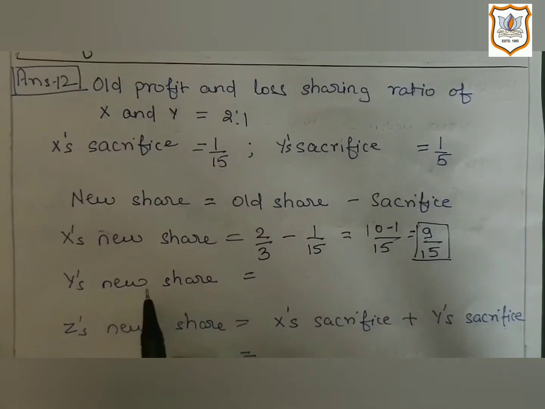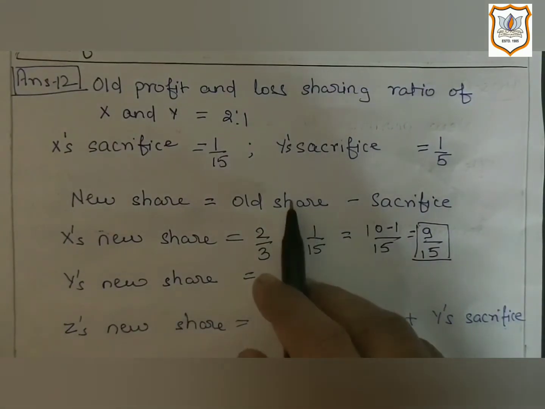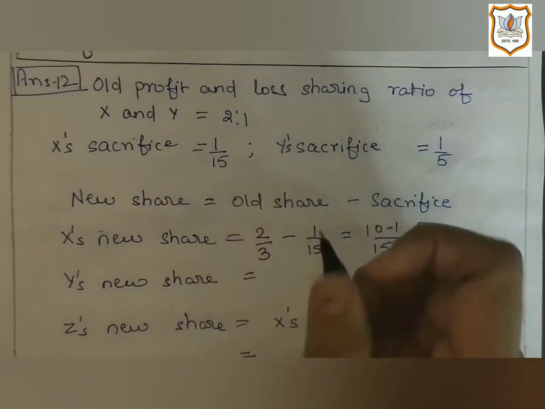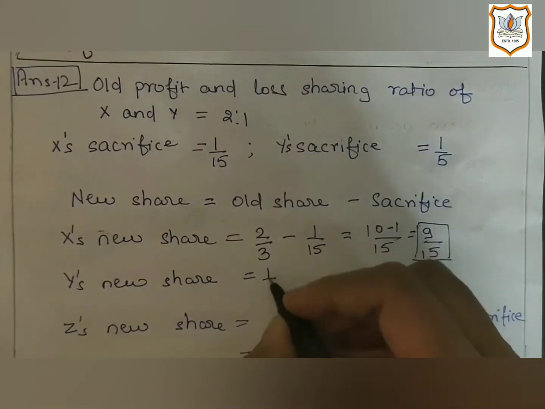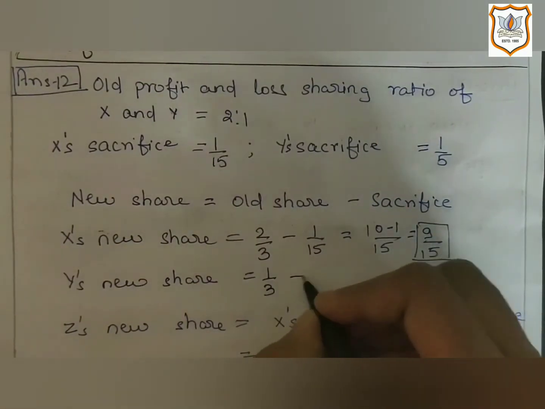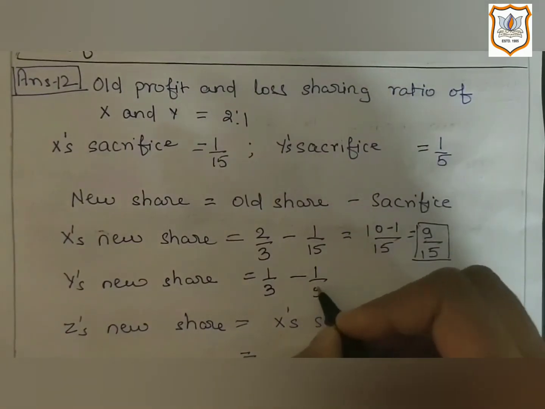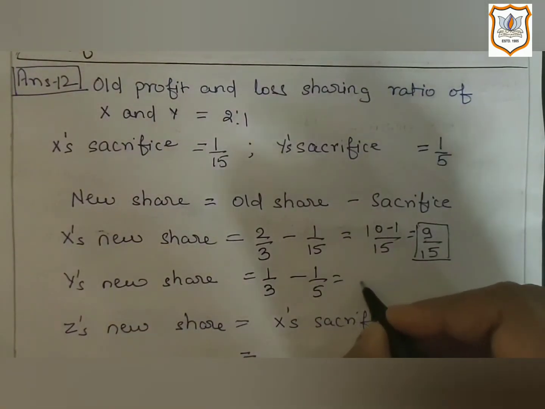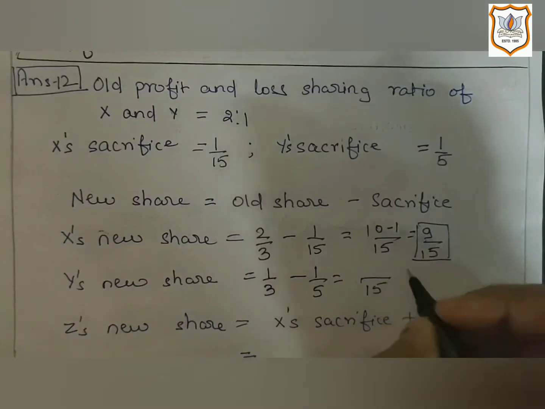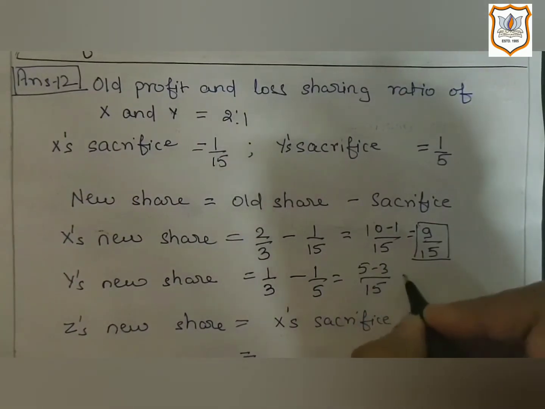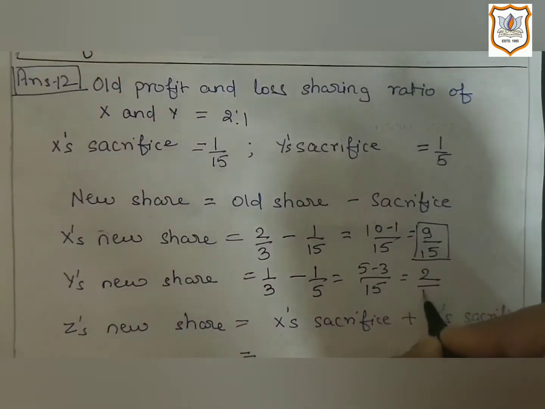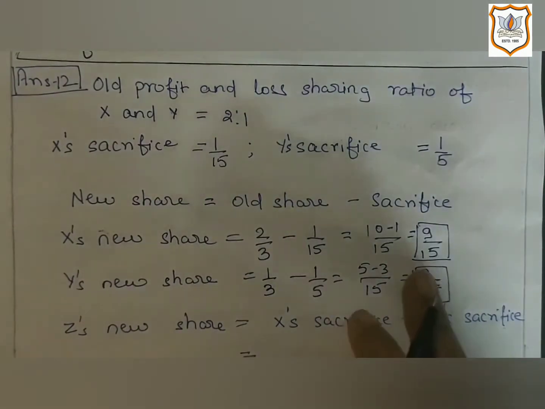Similarly, we will find Y's new share. Y's old share was, according to this ratio, 1 by 3 minus his sacrifice is 1 by 5. If we solve it by taking LCM, we will get 2 by 15. So Y's new share is 2 by 15.